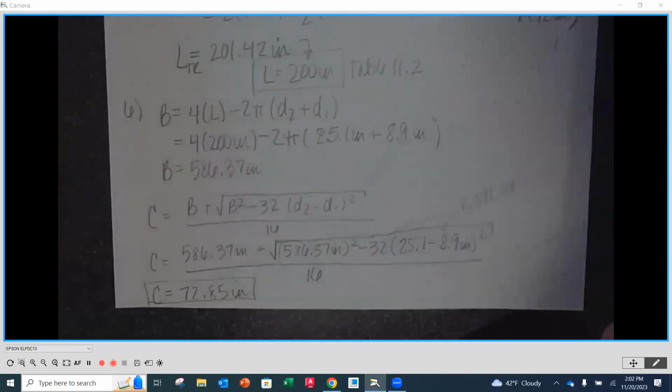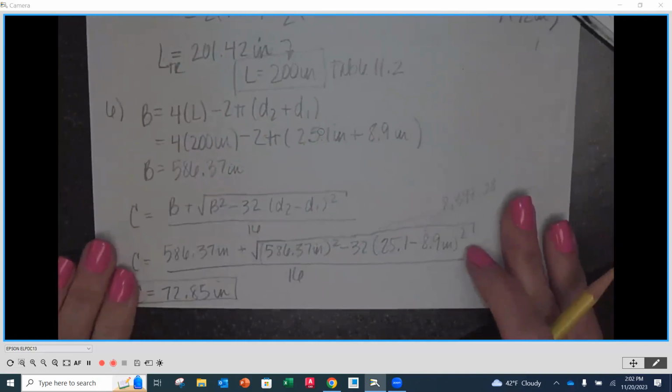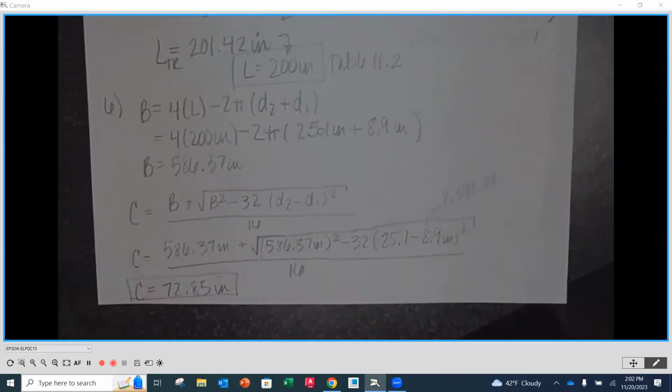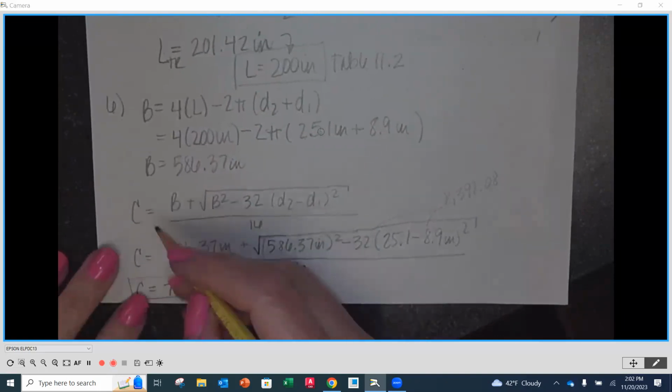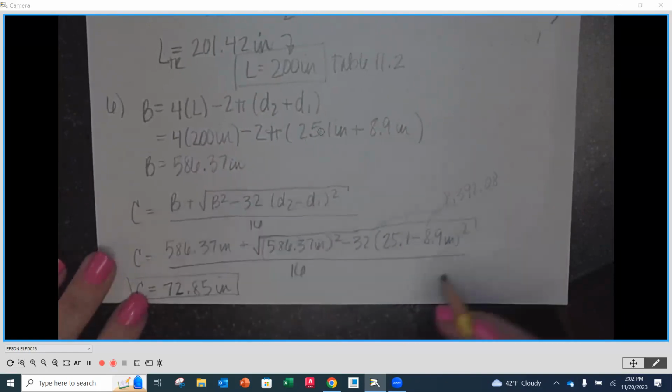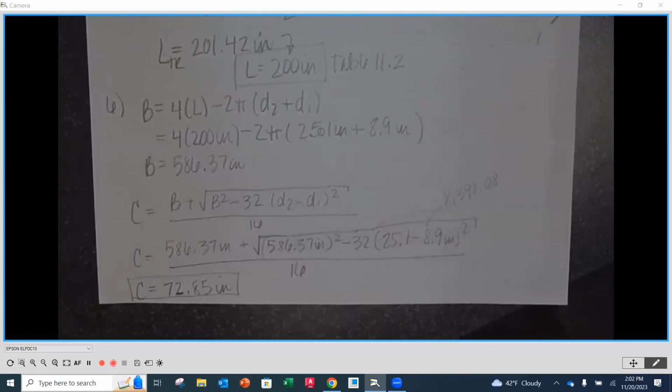That's a pretty heavy duty equation. Yeah, but I did it twice. It's a good number. So you should end up with, and I know it takes a little bit of time to go through this, and I suggest taking it step by step, but you should get 72.85 inches for the center distance, and that makes sense.